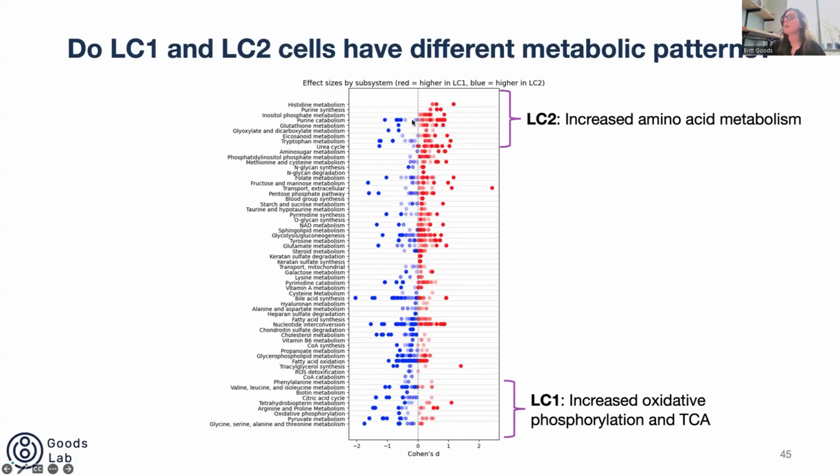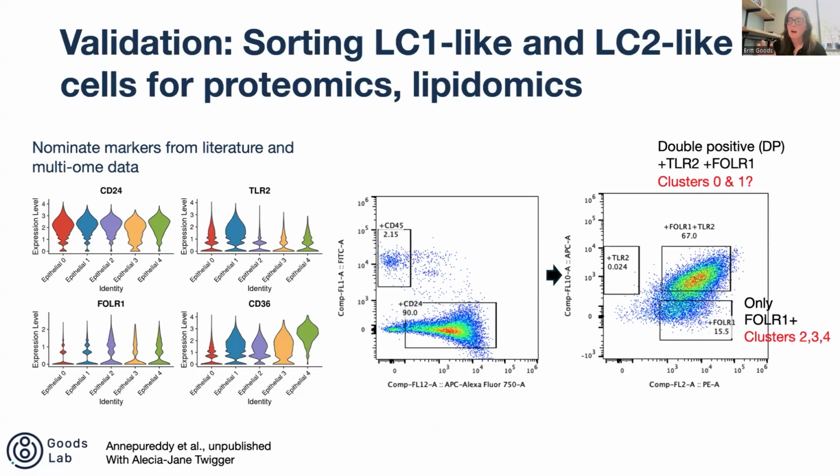And you can see that in our LC2 population we have more amino acid metabolism, and then in our LC1s, we have increased oxidative phosphorylation and citric acid cycle. And so again, this can help us triangulate on some of the different functions that these two cell types might be performing. Ongoing work in the lab is to actually leverage some of the surface markers that we've been pulling from these data sets to actually flow sort and do some characterization of these cells.